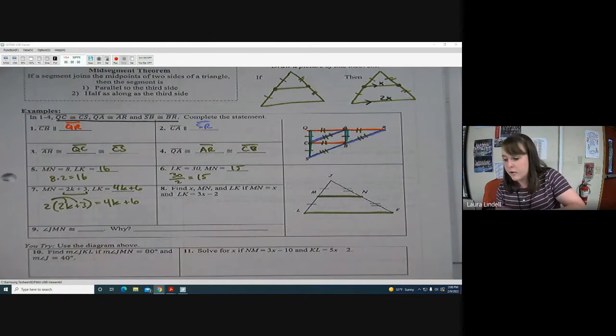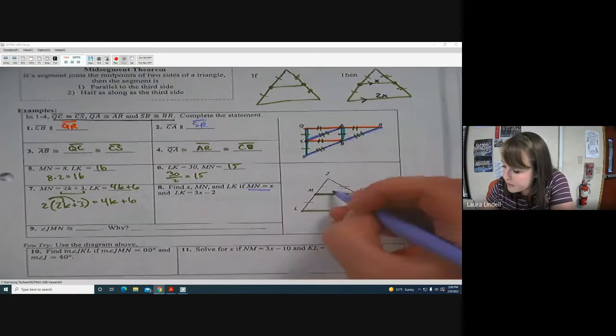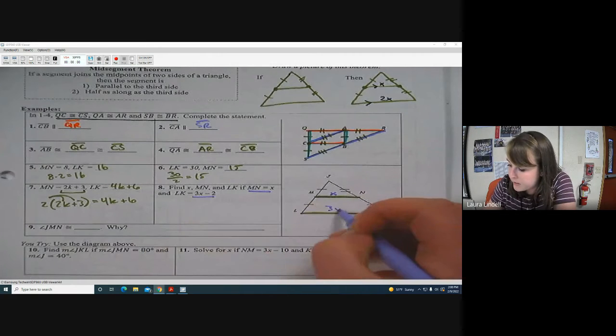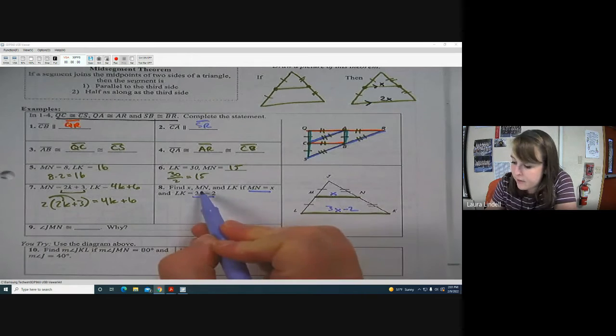But that should move us forward into a problem like number 8, where we can solve for x. And so on this one, I'm going to actually write on the picture. It tells me that Mn is x and that Lk is 3x minus 2. And I want to find x, Mn, and Lk.